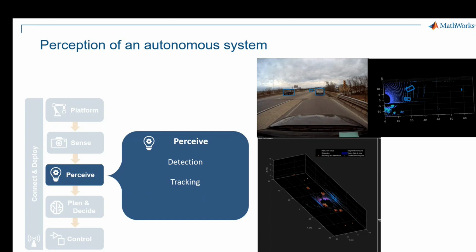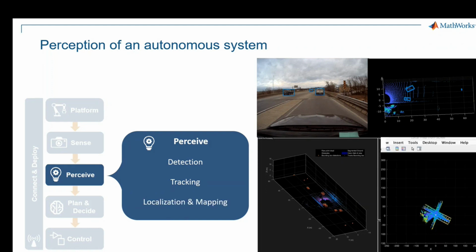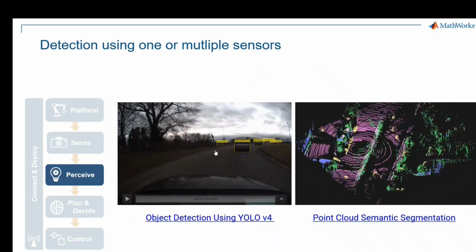Then once you detect these objects, usually you need to track them over time. So there we have all the algorithms of tracking. We're going to try to estimate the pose and the state of these objects over time. And then all these algorithms of localization and mapping, which is trying to estimate where the system is located inside an environment while simultaneously creating a map of the environment. Let's start with the detection algorithms.